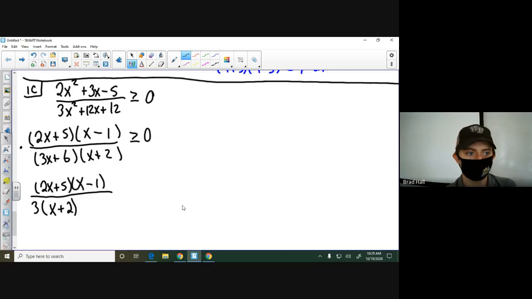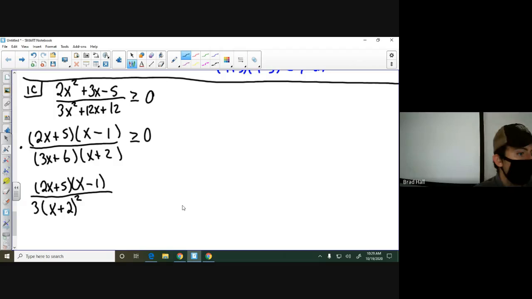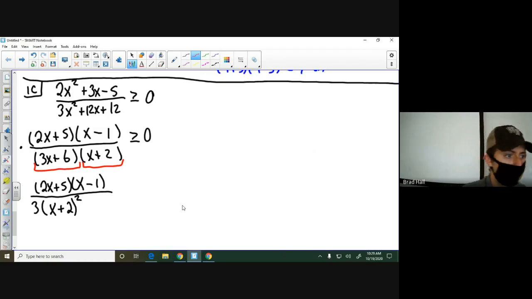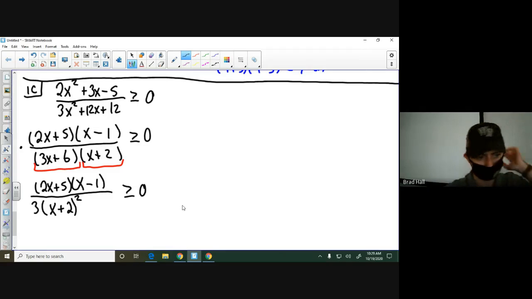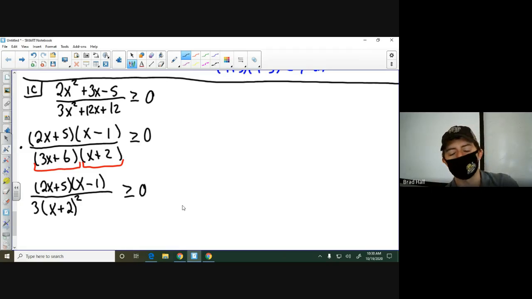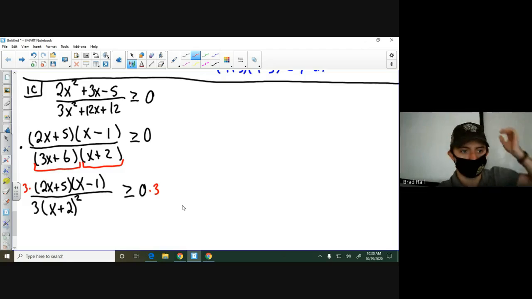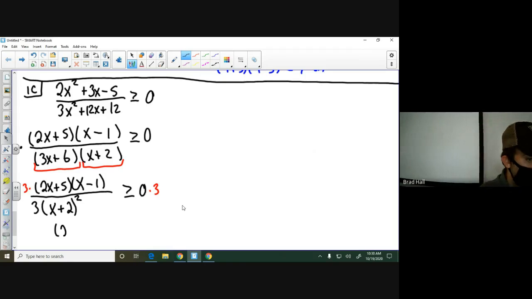But you might notice that we already have an x plus 2 in the denominator. And now we just found another x plus 2. So that's why I'm going to square it. Once we factored the 3 out of here, we're left with an x plus 2 that we can combine with this x plus 2, which gives us 2 x plus 2s, or x plus 2 squared. And then from here we can simplify very slightly by multiplying both sides by 3, which gets rid of this 3 down here in the denominator.